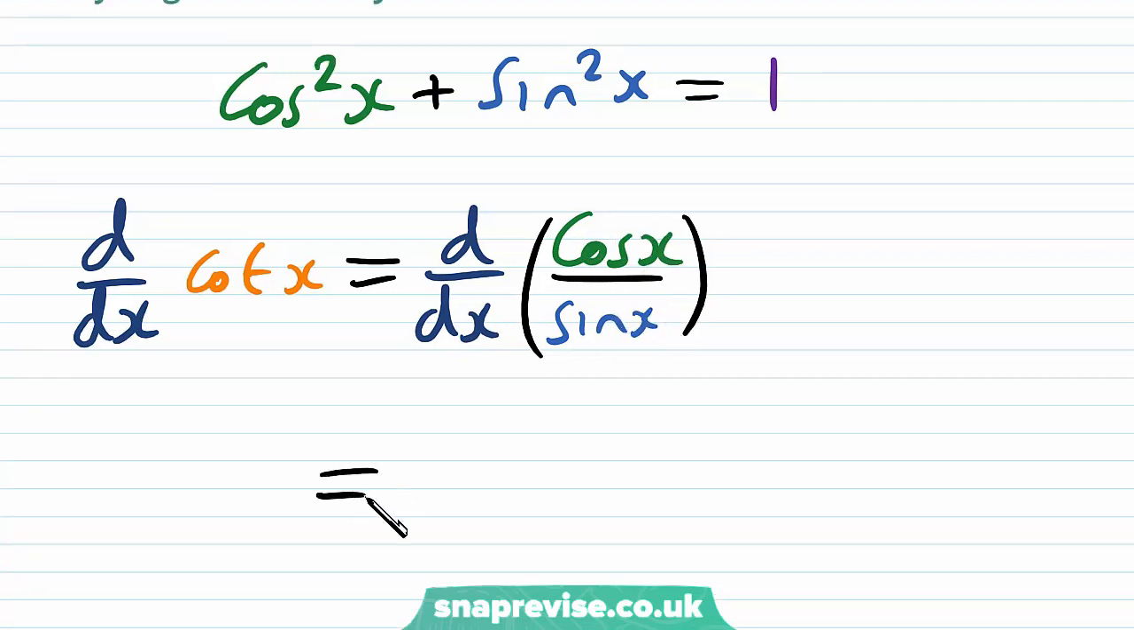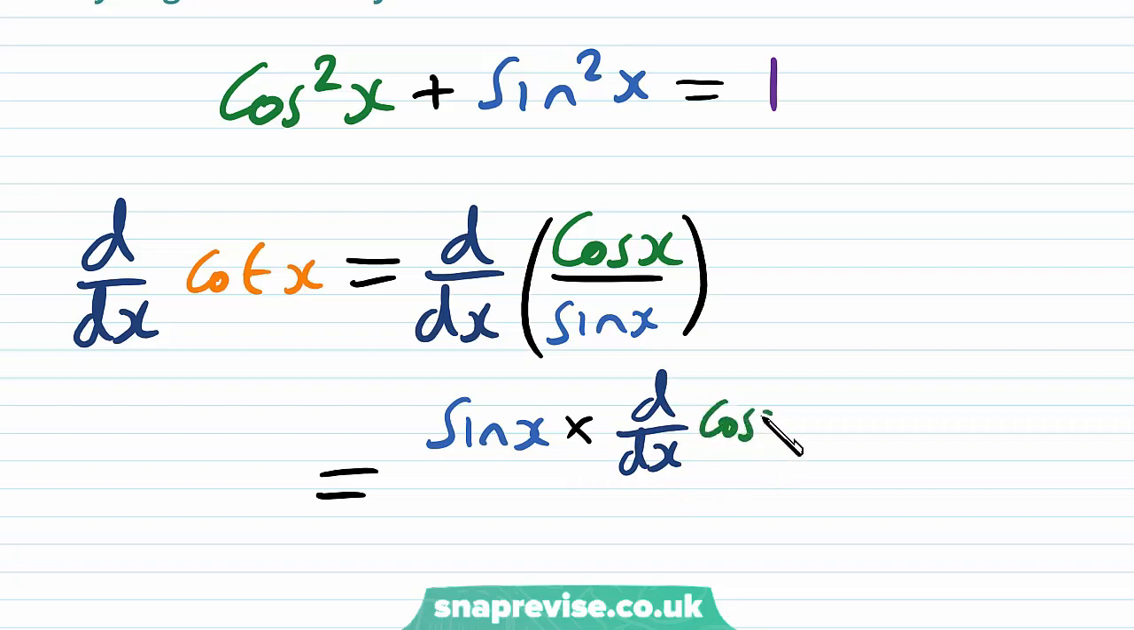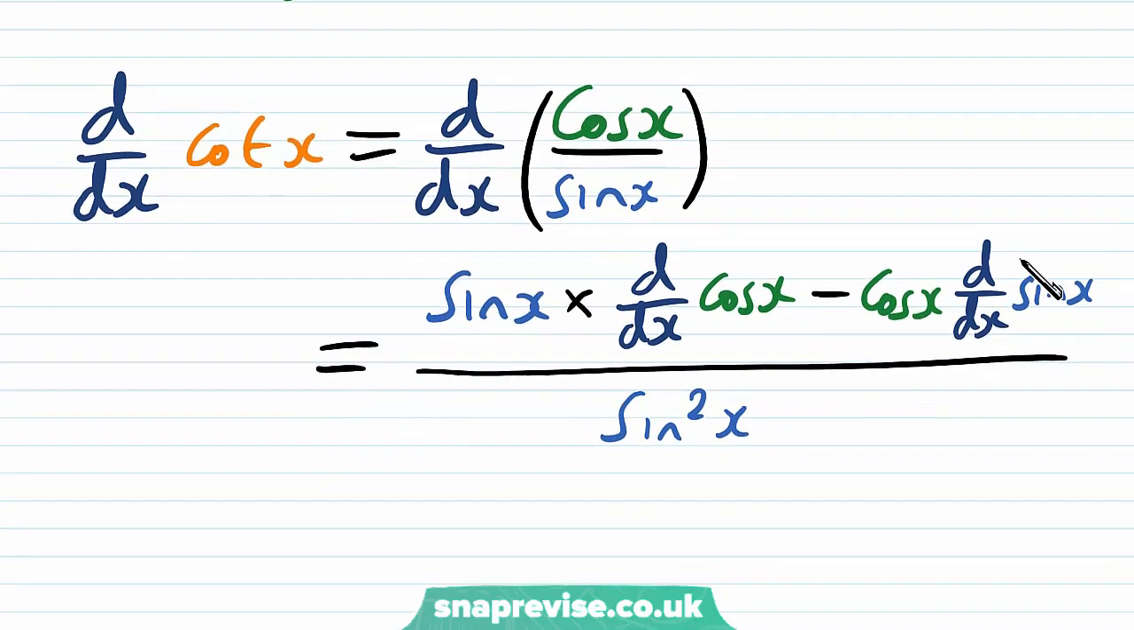And so we get the denominator function, which is sine of x, multiplied by the derivative of the numerator function, which is the derivative of cosine of x, and then we minus, the other way around now, the cosine of x multiplied by the derivative of sine of x. And all of this is divided by the sine squared of x.